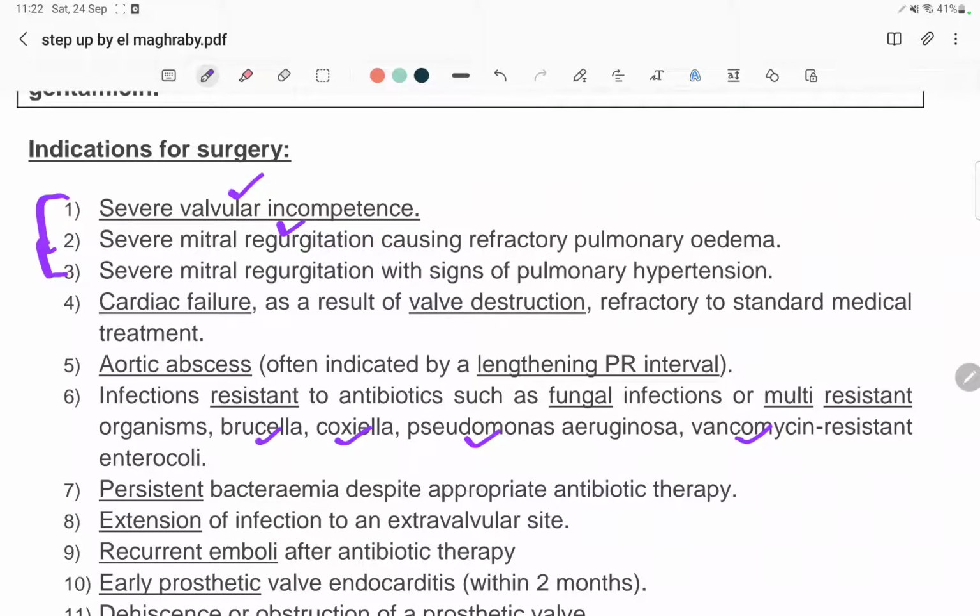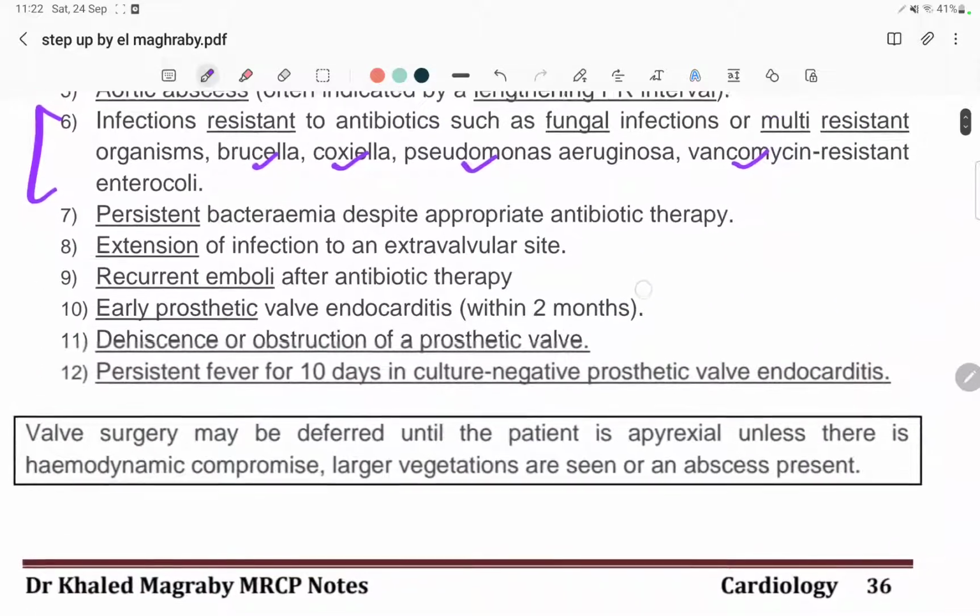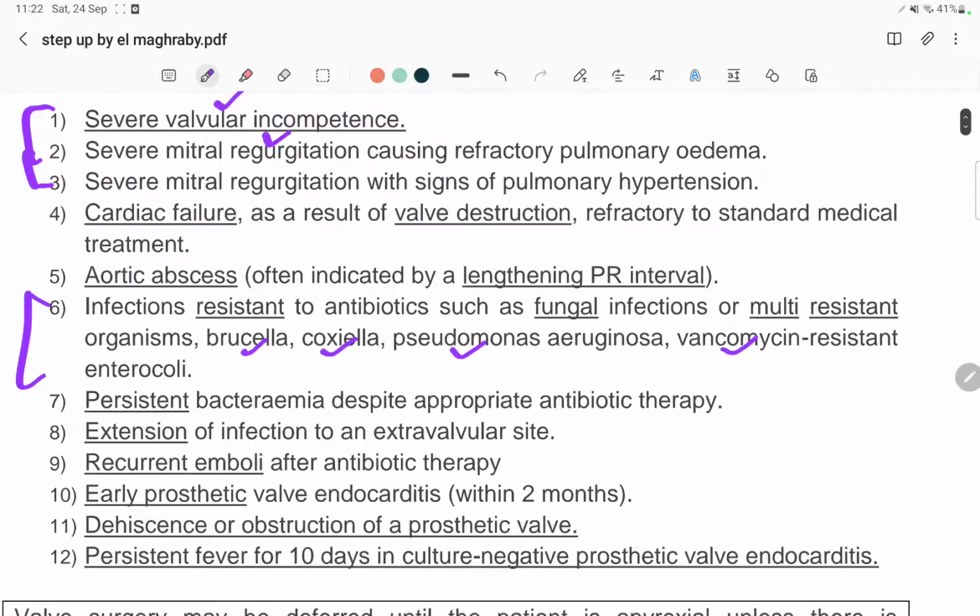Persistent bacteremia despite appropriate antibiotic therapy. Extension of infection to extravalvular sites. Recurrent emboli after antibiotic therapy. Early prosthetic valve endocarditis, dehiscence or obstruction of the prosthetic valve. Persistent fever for 10 days in culture negative prosthetic valve endocarditis.